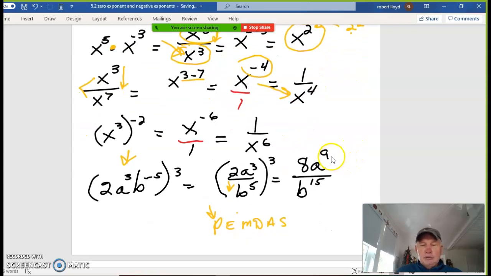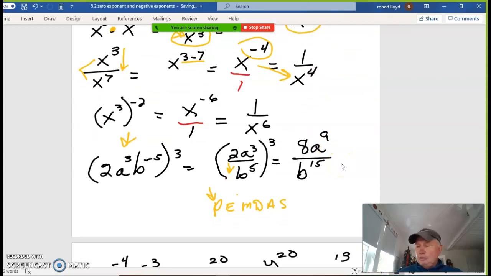Okay, when we get to the next one, we have x to the third power raised to a negative 2 power. This is our power rule where we have an exponent on the outside, an exponent inside the parentheses. So negative 2 times 3 is x to the negative 6. We don't want a negative exponent, so we change its position.